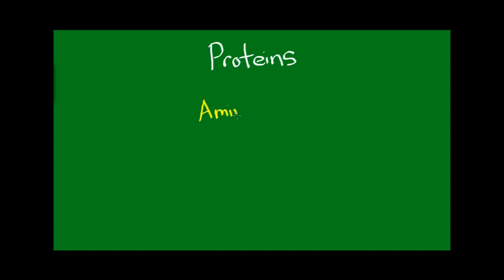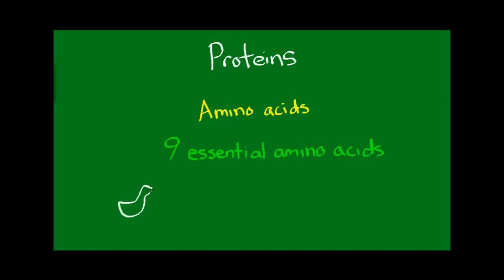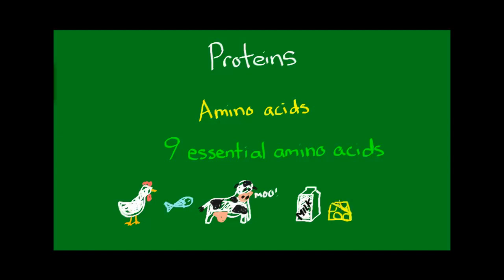Proteins are made up of amino acids. These amino acids combine in different ways to make many different proteins. There are 9 amino acids which the body can only get from food. These are called the essential amino acids. Chicken, fish, beef, milk, cheese, eggs, beans, tofu, and nuts are all protein-rich foods.